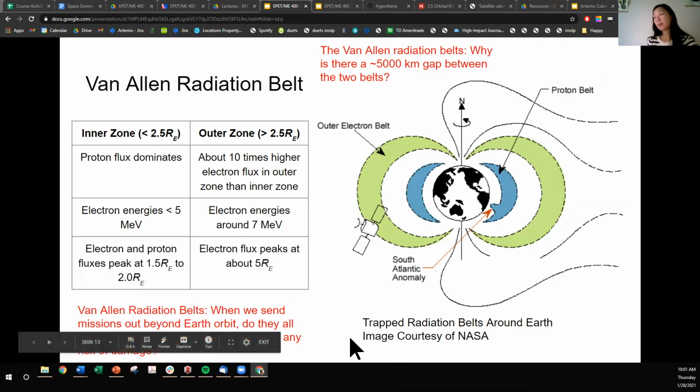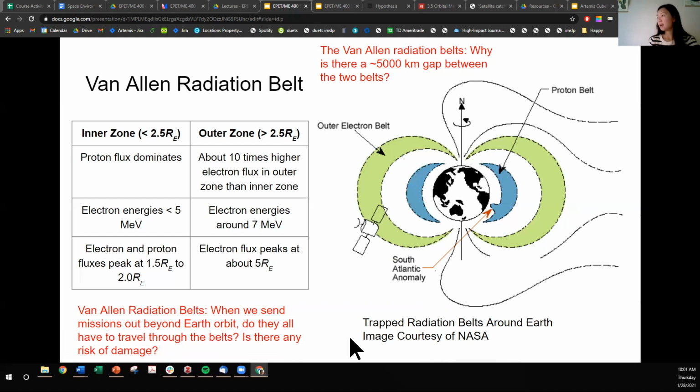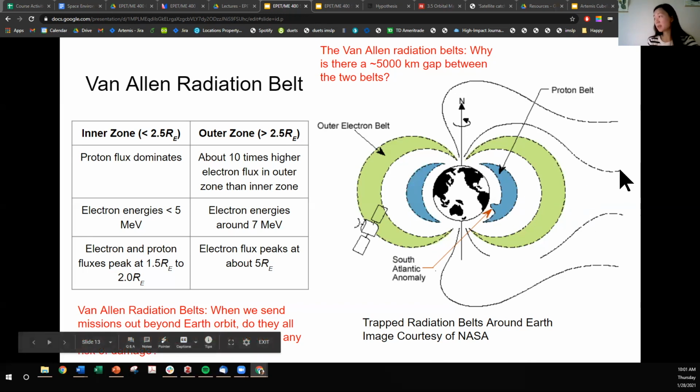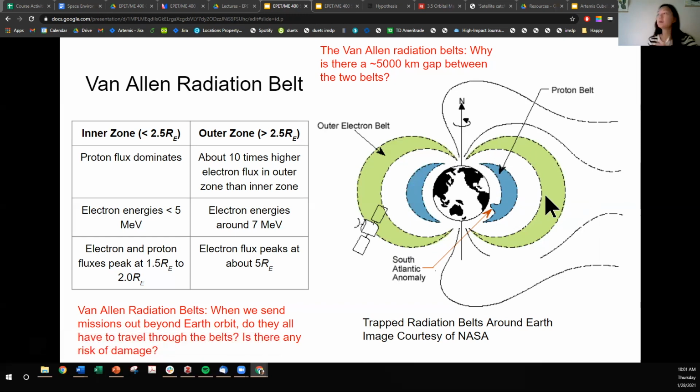Now the question: when we send missions out beyond orbit, do they all have to travel through the belts? Is there any risk of danger? I think it's safe to say that when we send missions outside of Earth's orbit, they do have to pass through these belts at some point. There is also radiation at the poles that we have to worry about, so there is no avoiding this radiation. And is there any risk of damage? Yes, definitely there is risk of damage from that high energy radiation. I will talk about that later, but you're absolutely onto a good point.